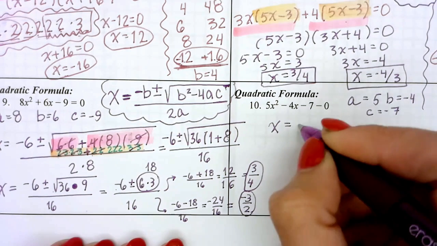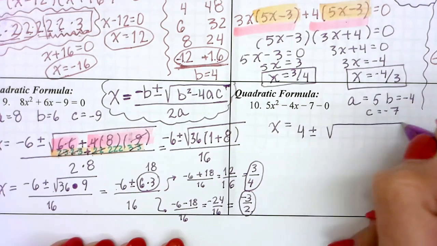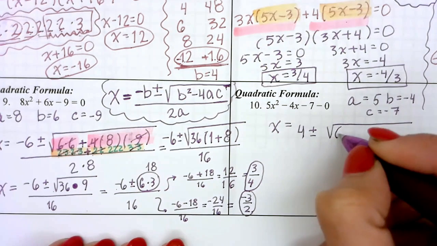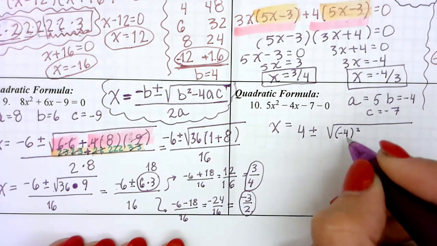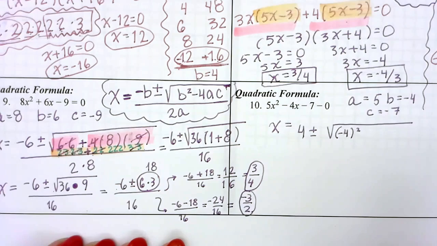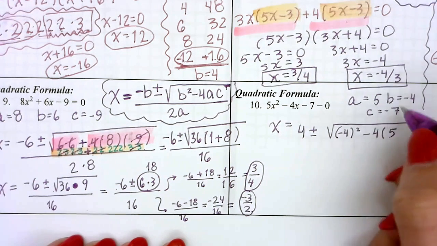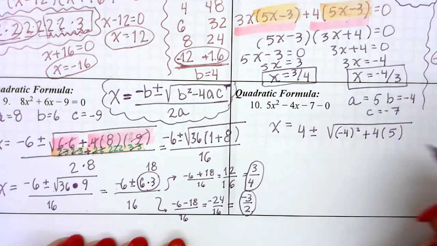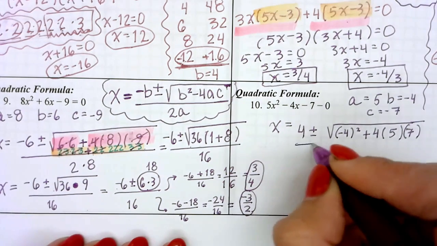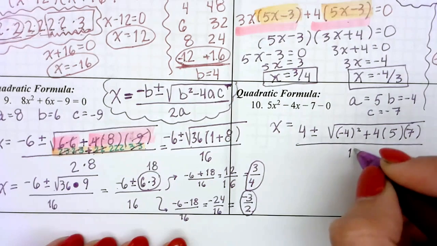So X equals opposite of B, plus minus the square root. B squared, negative 4 squared will become positive 16. That negative will go away. Minus 4, A is 5, and C is negative 7, so plus there, and 7. All over 2 times A. Maybe you want to write 10 right away.